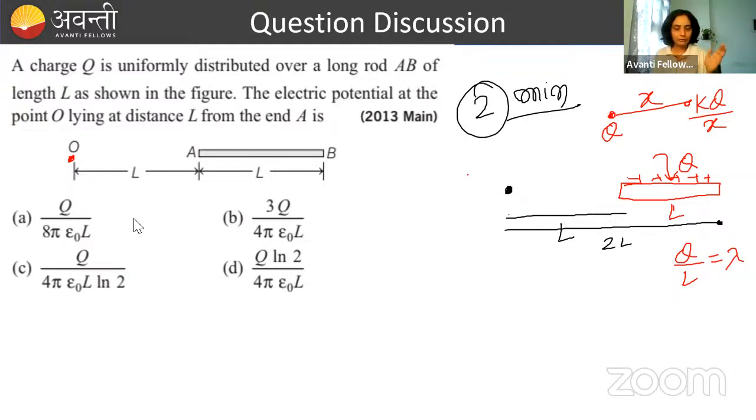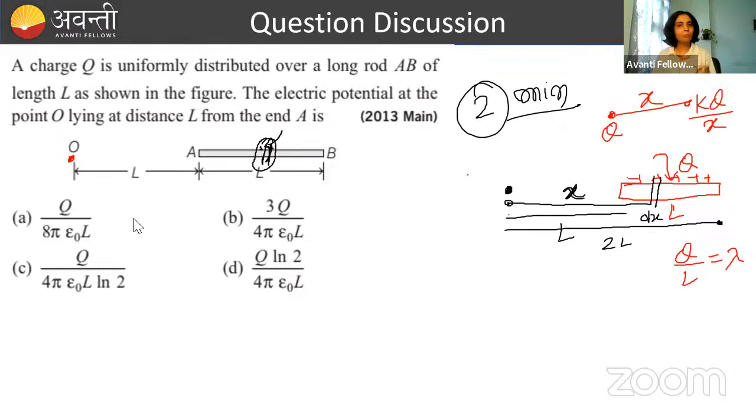So we can cut this rod. If you cut it into very small parts, then this small part of the rod will act as a point charge, right? So let's take a point element. Suppose I have taken a small element from this rod, its length is dx and its distance from the point is x.